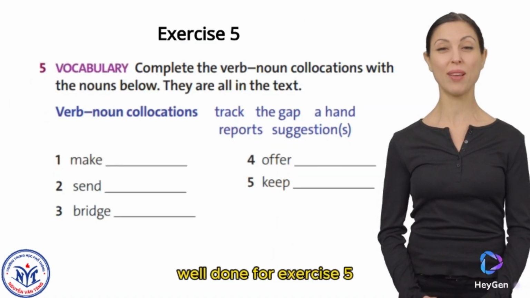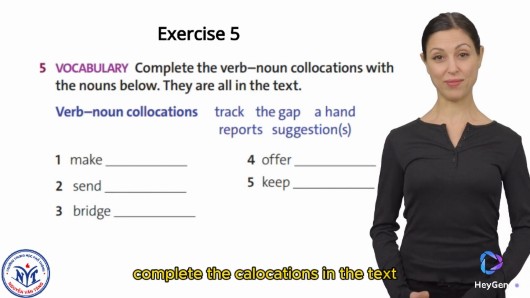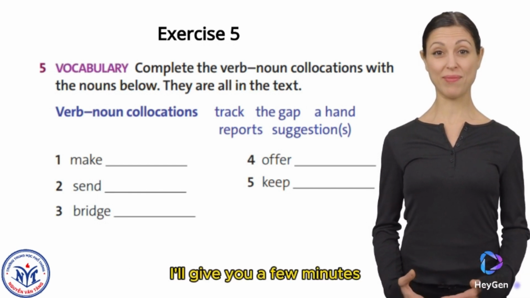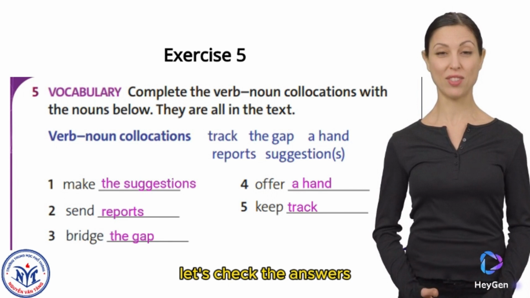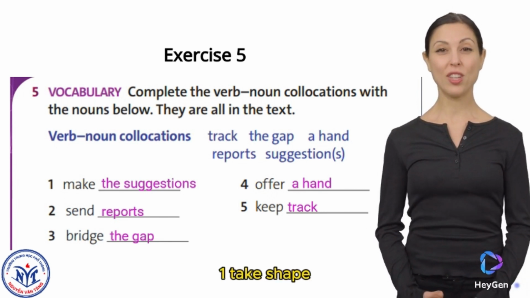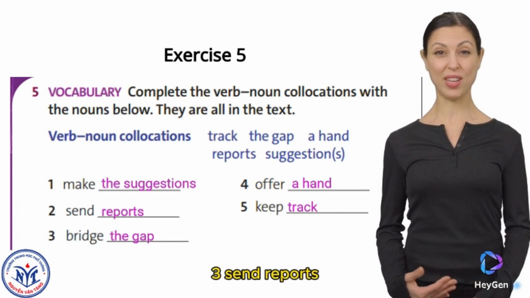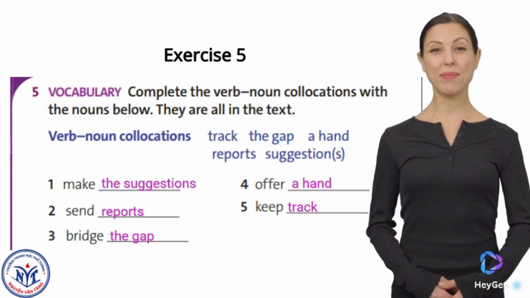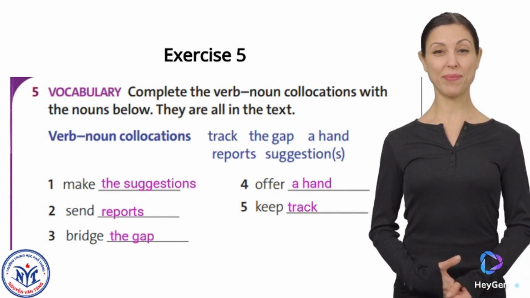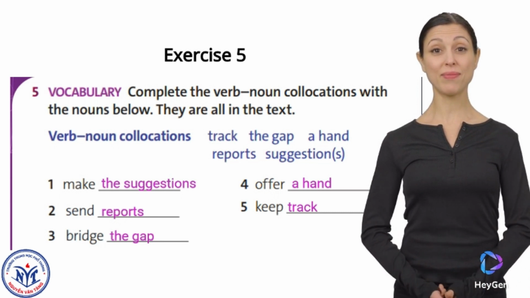For exercise 5, complete the collocations in the text. I'll give you a few minutes. Let's check the answers. 1. Take shape. 2. Assume responsibilities. 3. Send reports. 4. Bridge the gap. 5. Offer a hand. 6. Keep track.